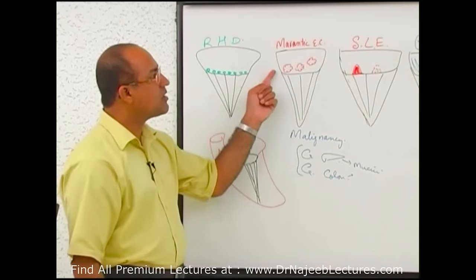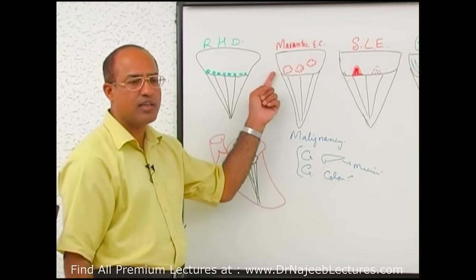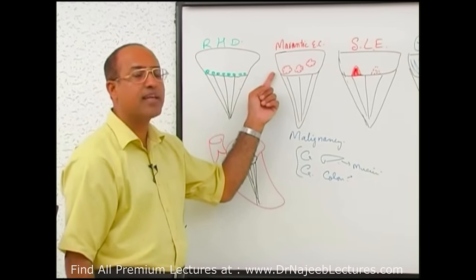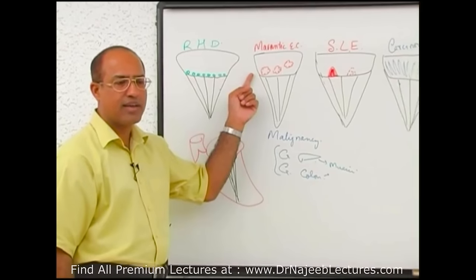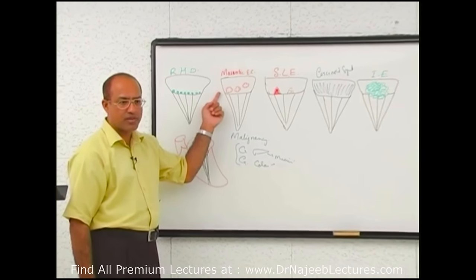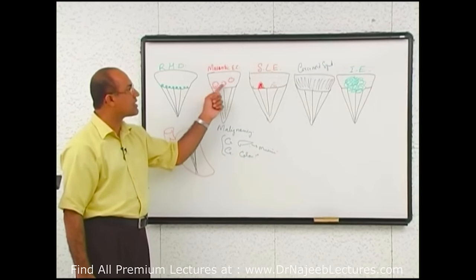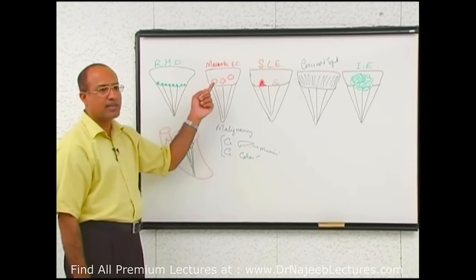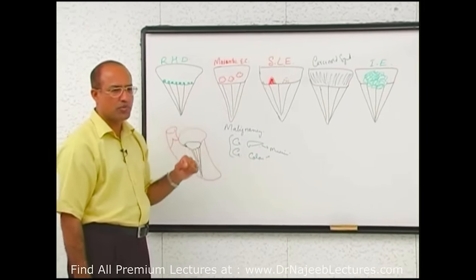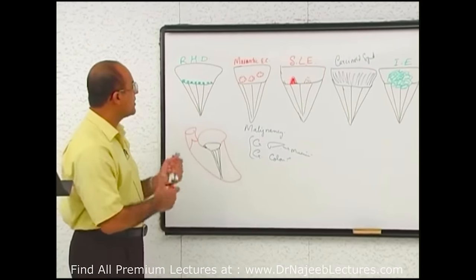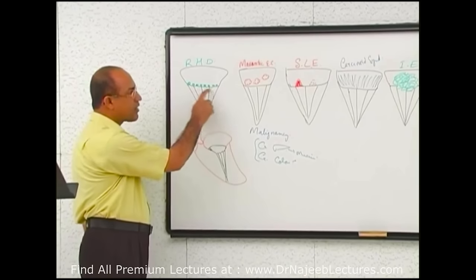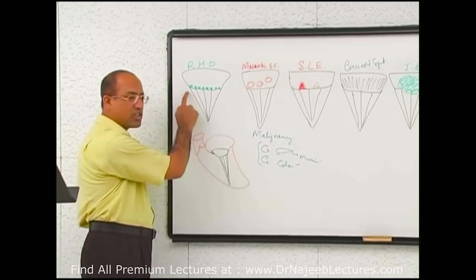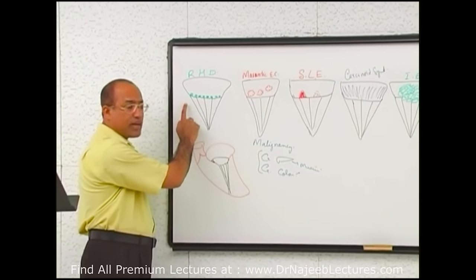Again, these vegetations are initially sterile, but they can become infected and septic during the bacteremic phase. Number two, these are very loosely attached to the valve, and they can dislodge from there and produce thromboembolism. Again, let's compare. Rheumatic heart disease has multiple sterile vegetations, which do not detach, right?